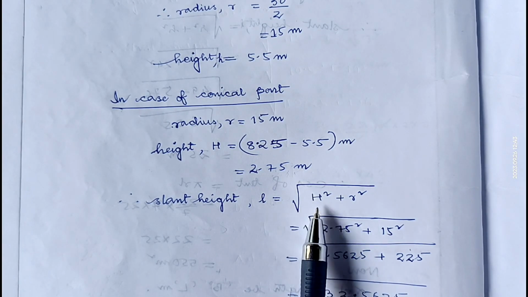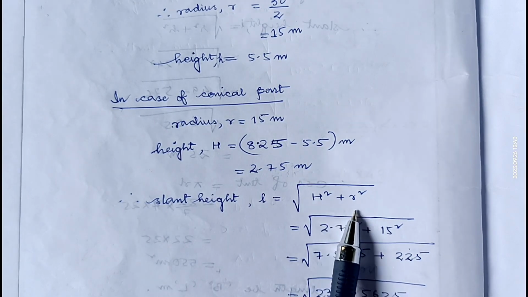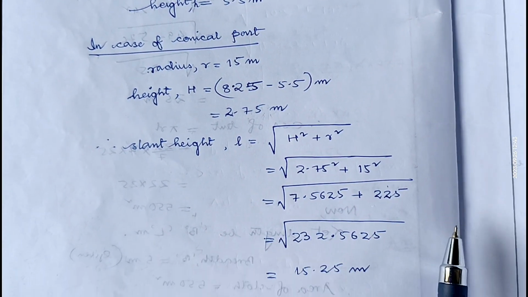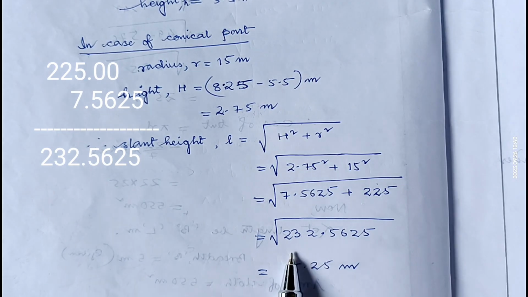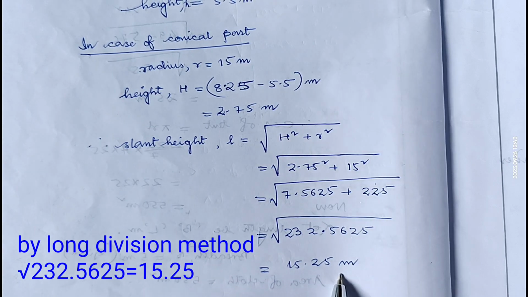So l will be root over h² plus r². h we know it is 2.75 square, radius is 15. So if I square 2.75, it will be 7.5625 plus 225. After adding, it will be 232.5625, which will give 15.25 meter.